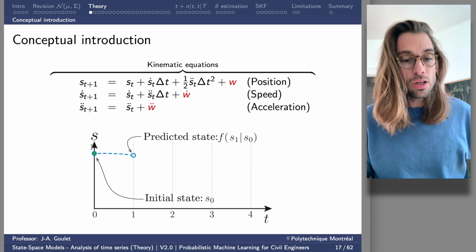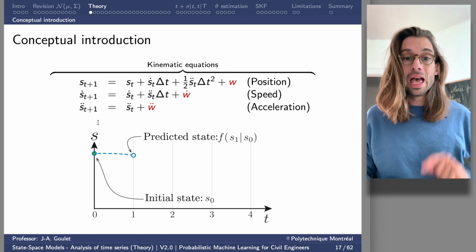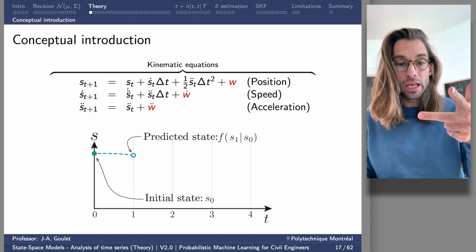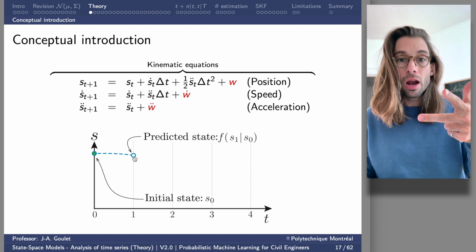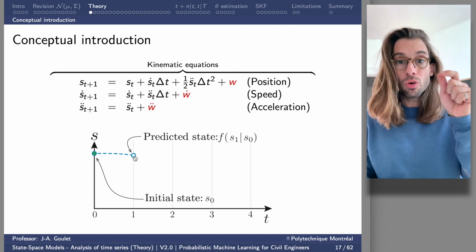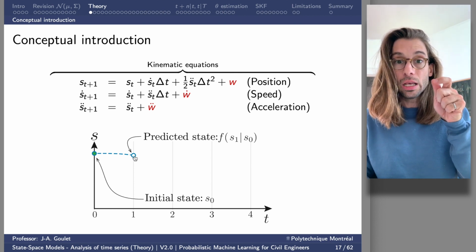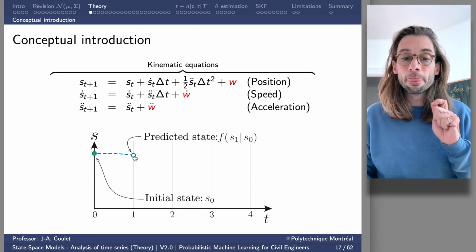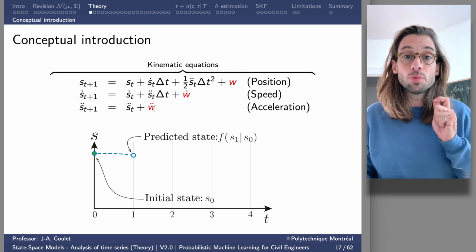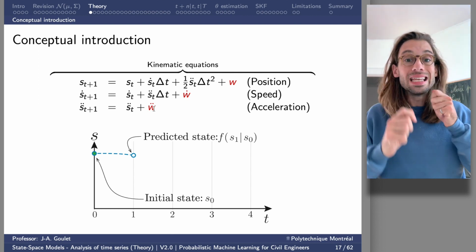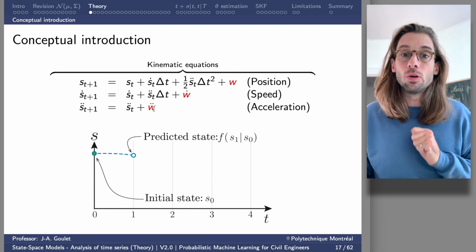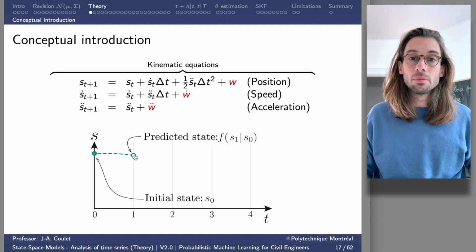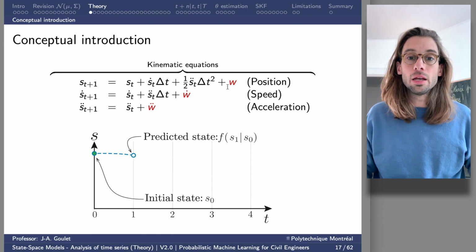Then, using the kinematic equation we've seen here, given my initial position, speed, and acceleration, I can predict where I should be at time 1, after a time step of length delta t. But keep in mind that even if I knew my initial condition perfectly, because my model is not a perfect representation of reality, I won't know exactly where I am at time t equals 1, okay? There's going to be uncertainty associated with that forecast because of my process error here.